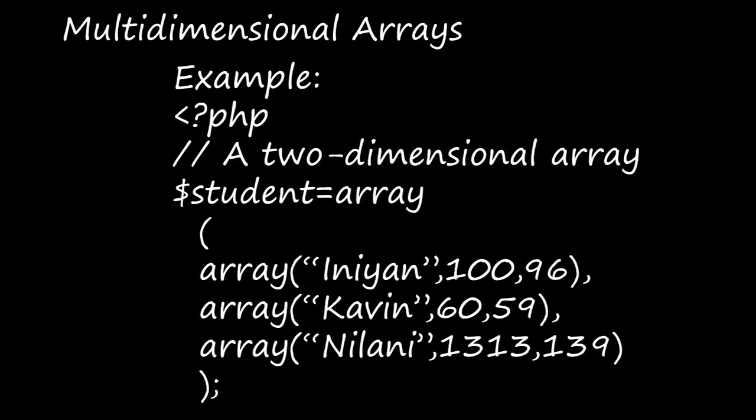And the last one is multi-dimensional arrays. As we said, this array can have more than one array. See this example of a two-dimensional array: student is equal to array. Student is the array name, and the array keyword is used. Inside this array itself they have given three arrays. Array of, with one name and two values, and the next one again an array with one name and two values. So three arrays are given in a single array. So this is a multi-dimensional array.